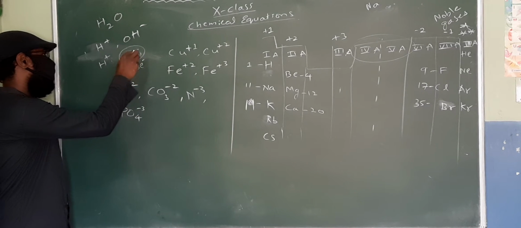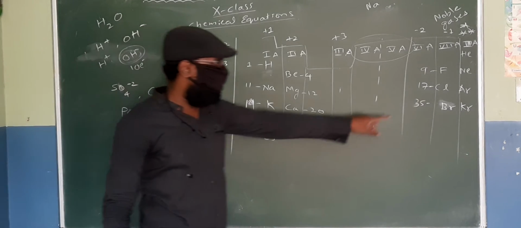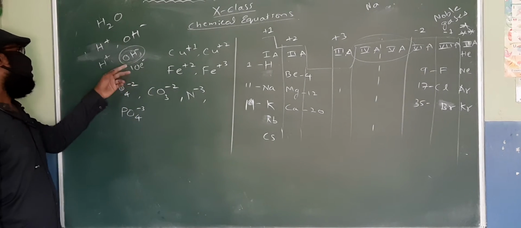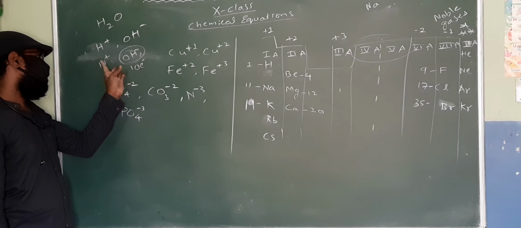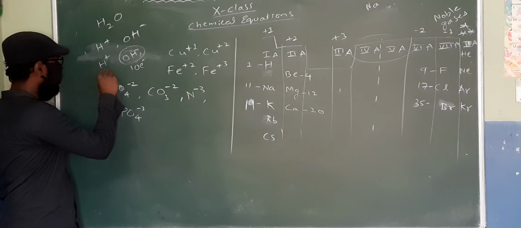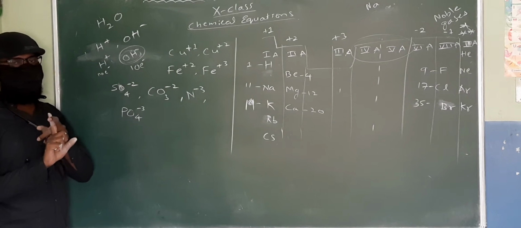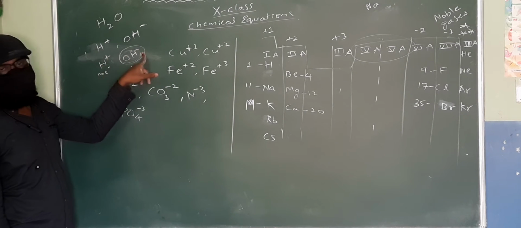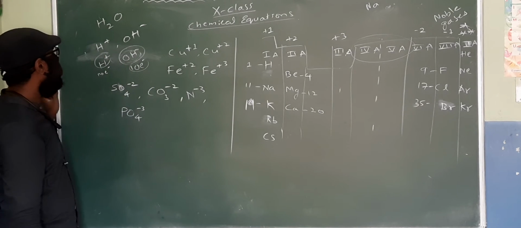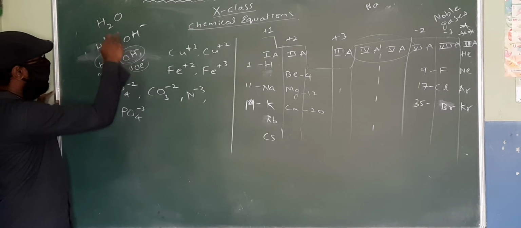So, why does this OH want to get 10 electrons? Because it wants to become like a noble gas. To become like a noble gas, it had only 9 electrons, so it had to steal just 1 electron from here. Now, this H has no electron. Hydrogen's atomic number is 1. That means hydrogen has 1 electron only. That 1 electron is taken by OH. So, now OH has 10 electrons. What it means is, when a water molecule breaks down, it will break into H plus and OH minus.